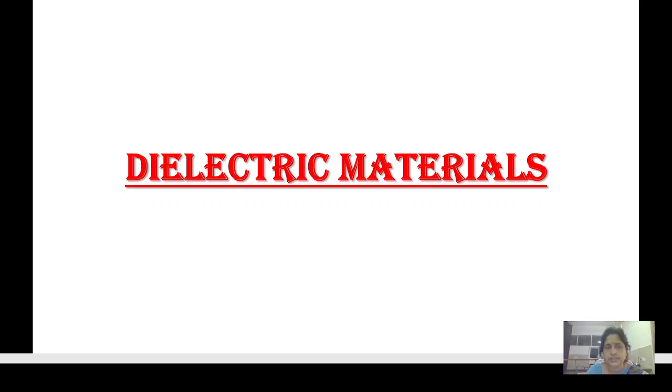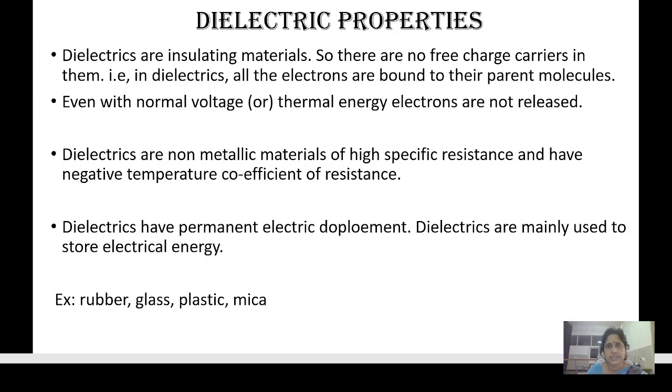Today we discuss the third unit in Engineering Physics. In the third unit we have two lessons: dielectric materials and magnetic materials. First we discuss dielectric materials. First, what are dielectric materials?